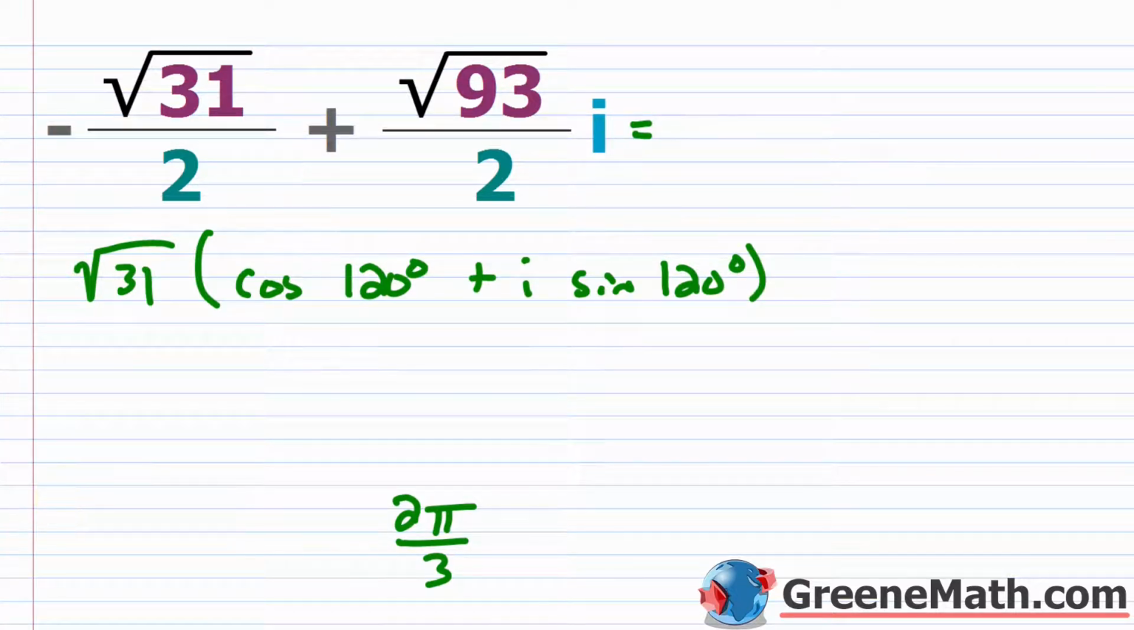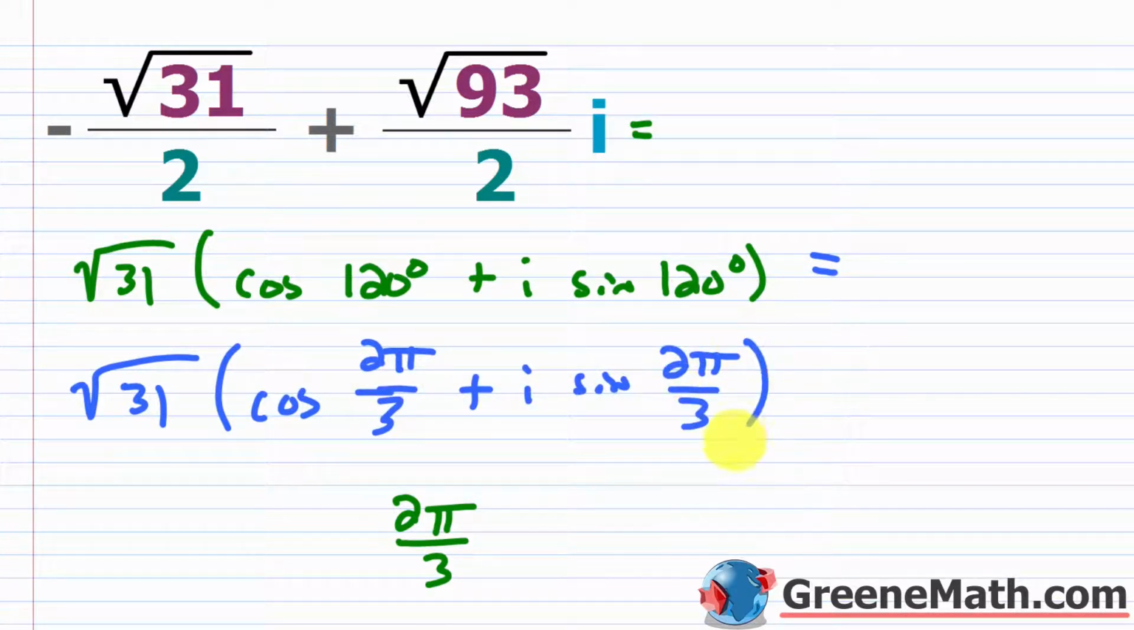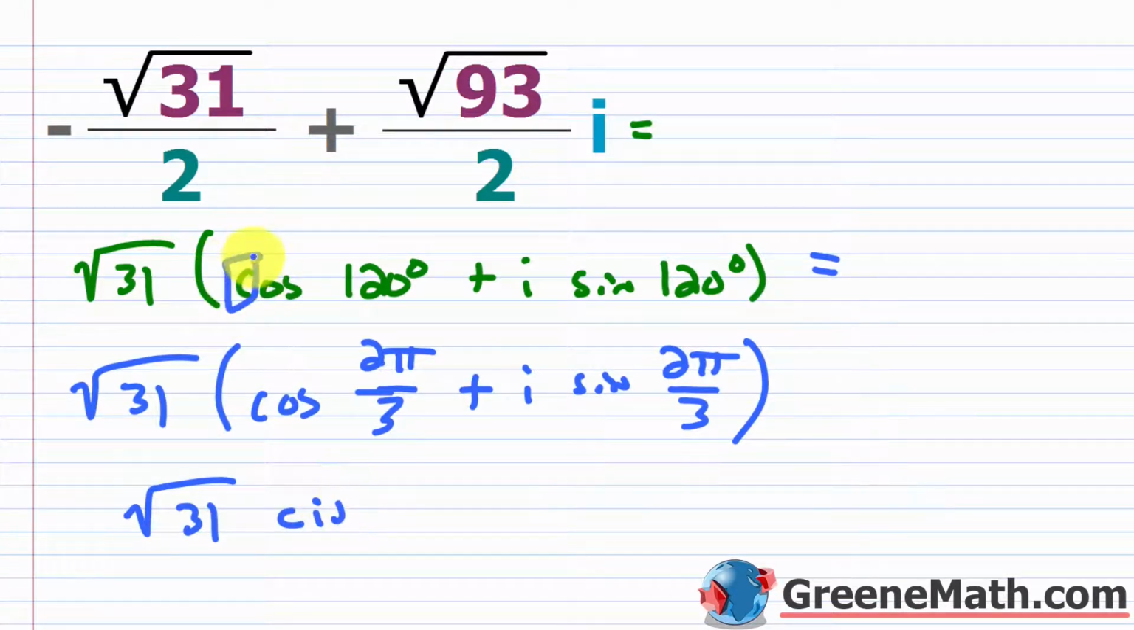So if you want to put this in terms of radians, I'll put equals square root of 31 times the cosine of 2 pi over 3, and then plus i times the sine of 2 pi over 3, okay, like this. And lastly, if you want to do your abbreviation, take your r value, which is square root of 31, and then times that CIS, again, the C, the I, and the S. So CIS, that's how you can remember that, and then times your 120 degrees.